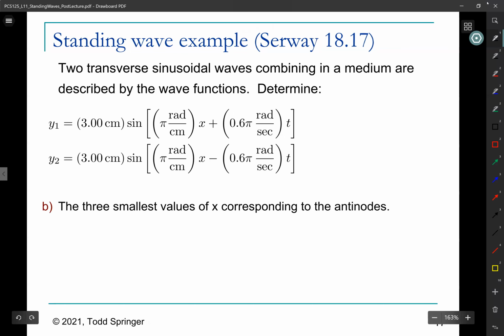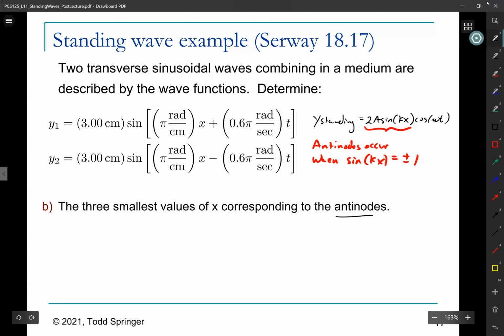What are the 3 smallest values of x corresponding to the antinodes? Okay, so once again, we know y standing is equal to 2a sine of kx cosine of omega t. The antinodes occur when this thing is maximum. Antinodes occur when sine of kx is equal to plus or minus 1. And so I must have kx equal to pi over 2, 3 pi over 2, 5 pi over 2, and so on. So this is what we had written before as kx equals m pi over 2, where m was an odd number, 1, 3, 5, 7, and so on.